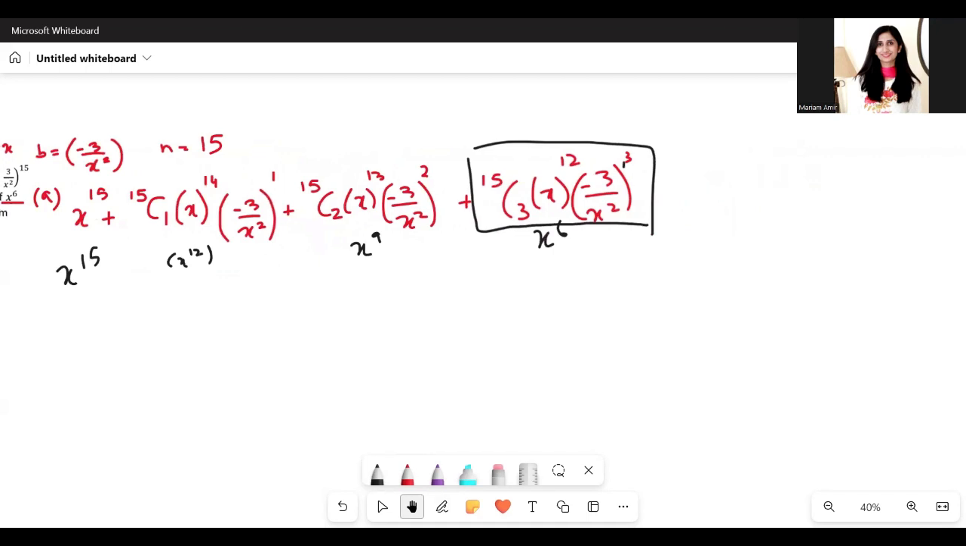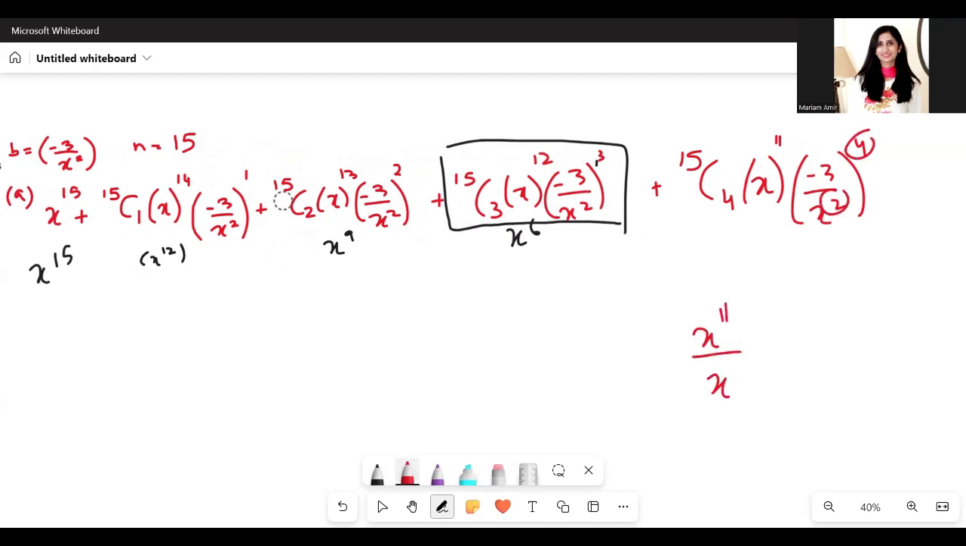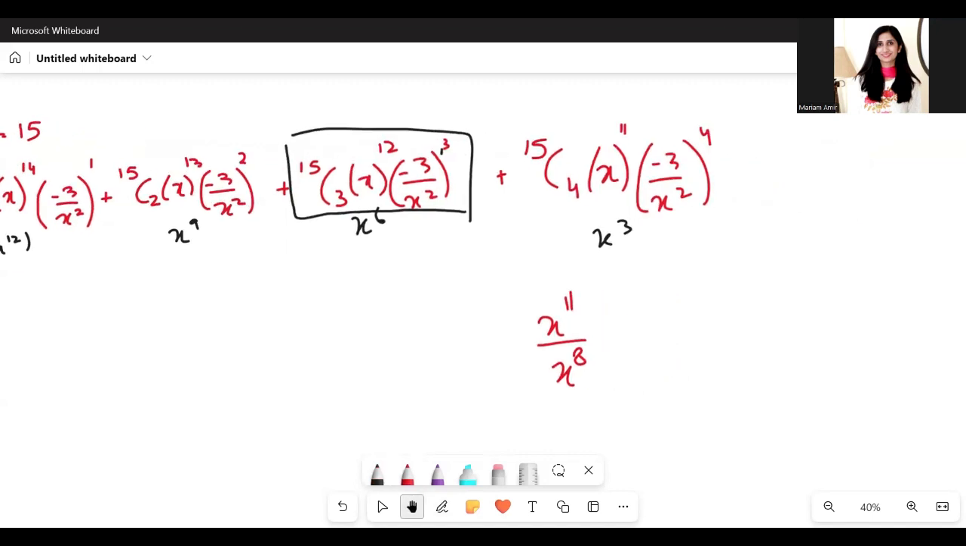Let's quickly check. We need another two terms. So plus 15C4, x power the difference, which is 11, times minus 3 over x squared, power the lower value of c, which is 4. Now this would be x power 11 over x power 2 times 4, which is 8, in the denominator. So x power 8, which gives x cubed. So this is the x cubed term, and the next term will most likely be the constant term.